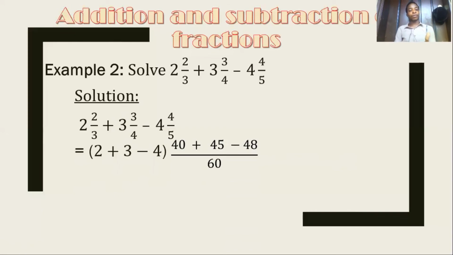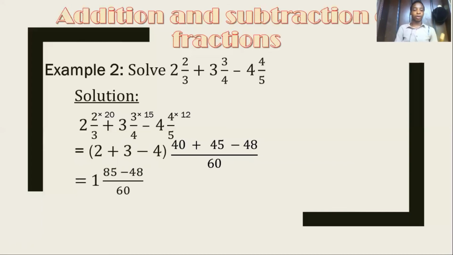Now, how do I get 40 and the rest of the numbers on top there? I'm dividing and multiplying. Remember, I'll do 60 divided by 3, that's 20, go right up, times 20. 60 divided by 4 is 15, times 15 will go right up. 60 divided by 5 is 12, times 12 up. So multiplying back down, 2 times 20, 40; 3 times 15, 45; 4 times 12, 48.